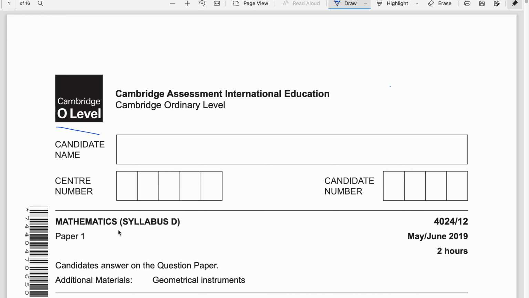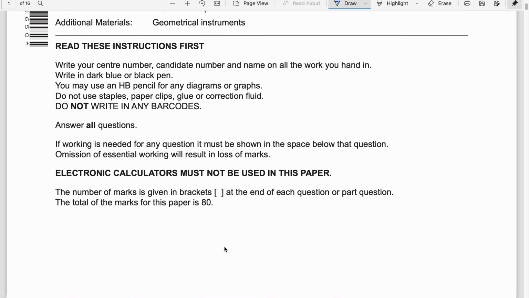Doing Cambridge O-Levels, this is Mathematics Paper 1, Variant 12, Syllabus Code 4024, Session May-June 29. Time is 2 hours and calculators are not allowed.